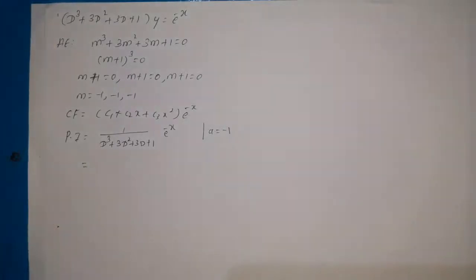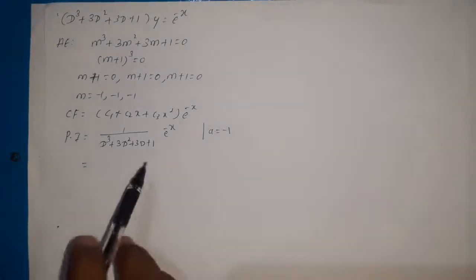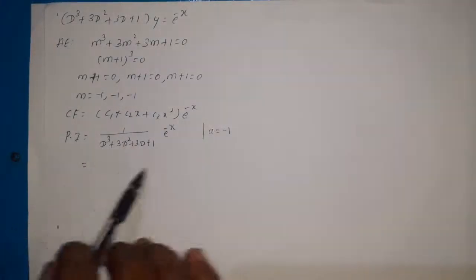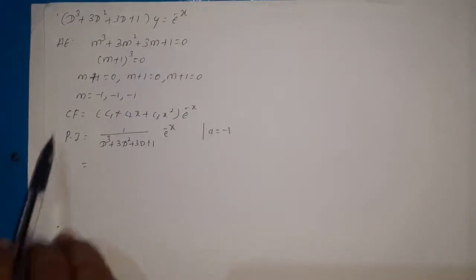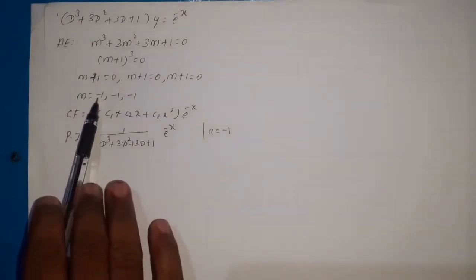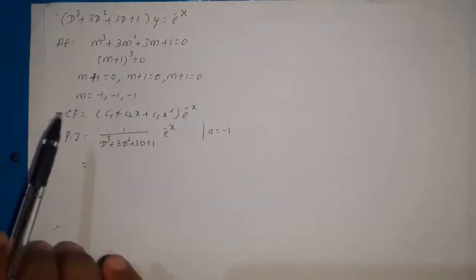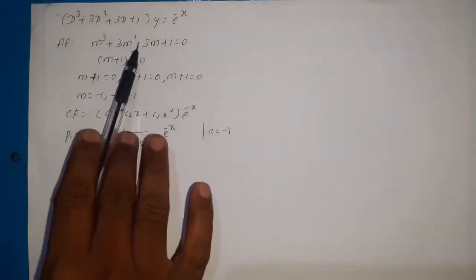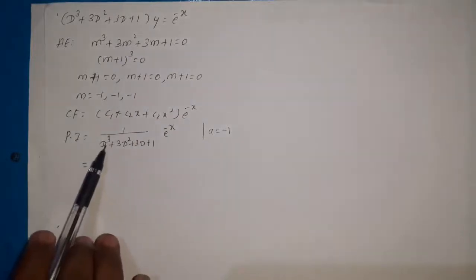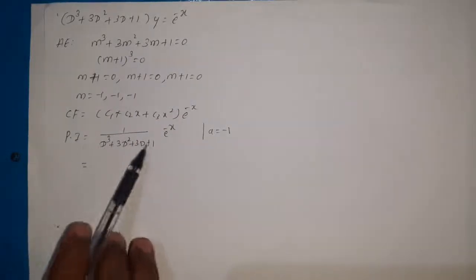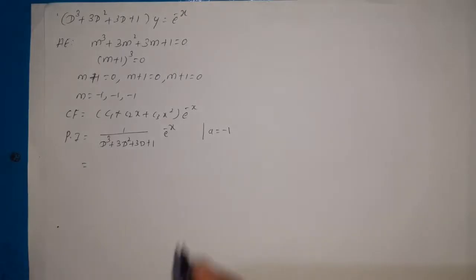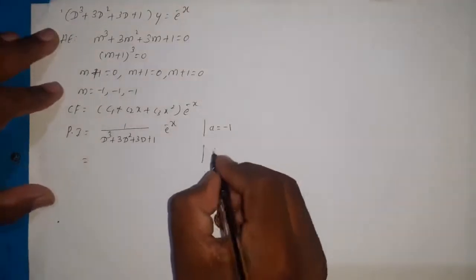Now here no need to find the value of f of D, because already we know that minus 1 is the root of the equation, means that will satisfy the equation for m equal to minus 1. Means whenever you substitute D equal to minus 1 here, the denominator will become 0. Let us verify this one.